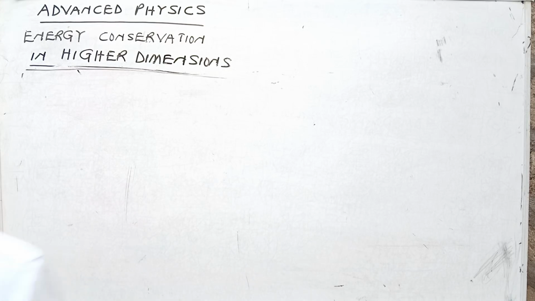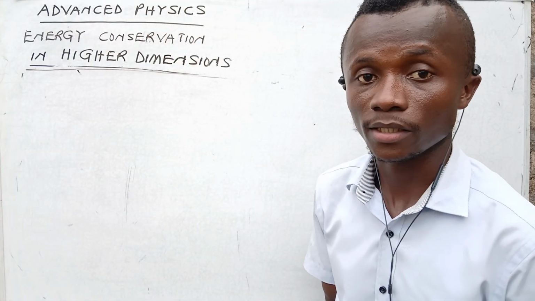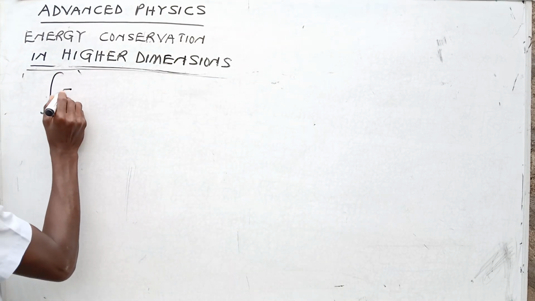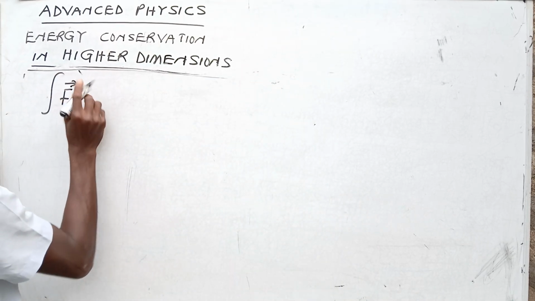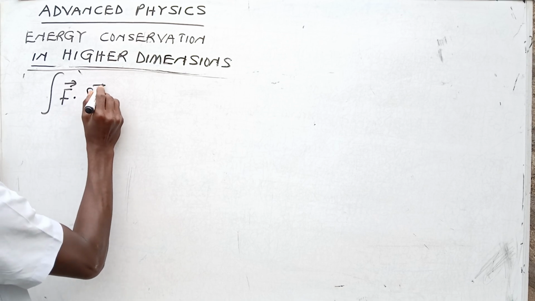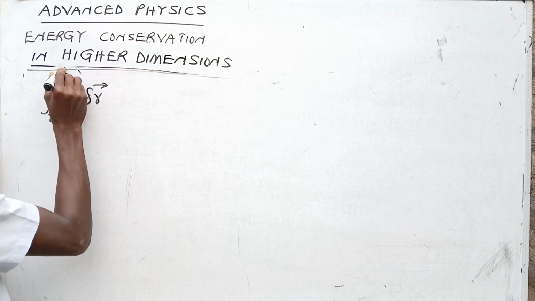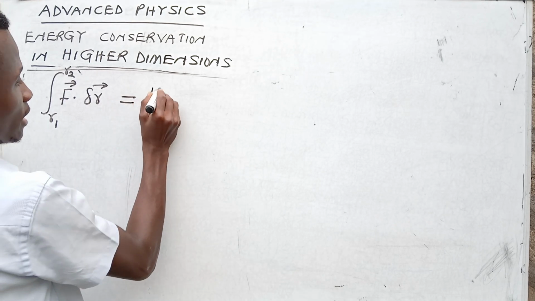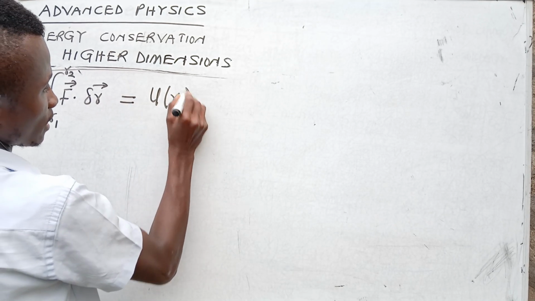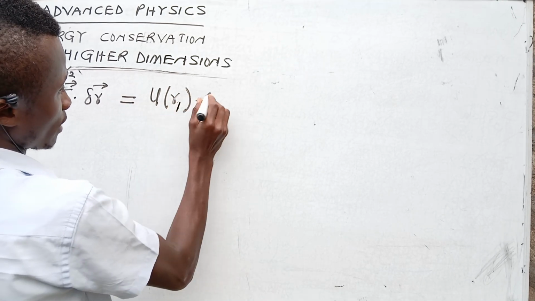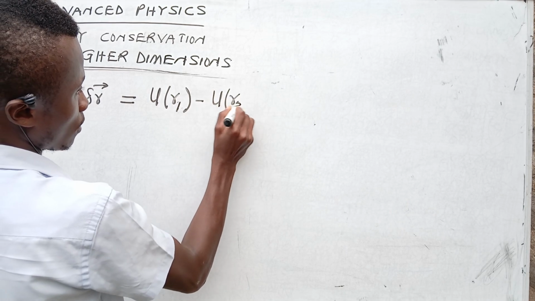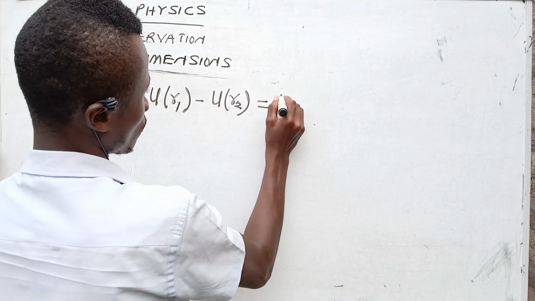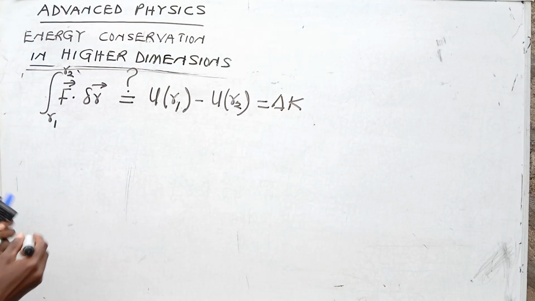This is our last and final episode on energy conservation. We just need to do this integral in multiple dimensions, that is, in higher dimensions. This is what we seek to achieve. We are asking if we can express this integral as a change in the potential function, u of r1 minus u of r2, as we did in one dimension. Can we do this, which is equal to the change in the kinetic energy?